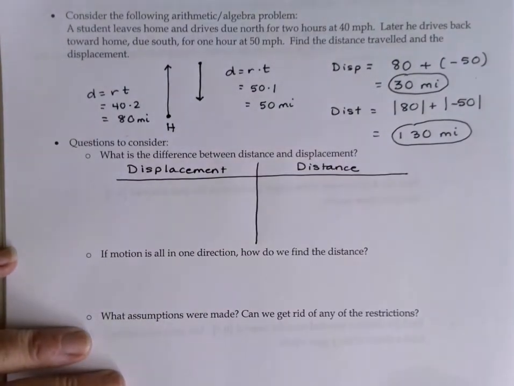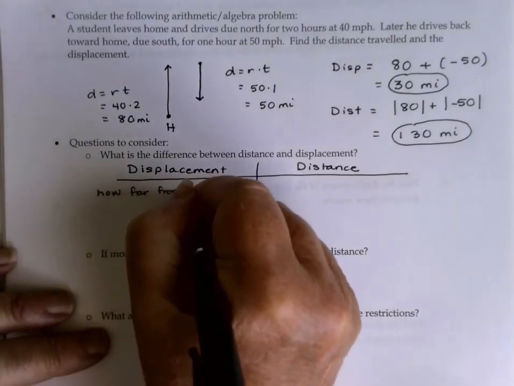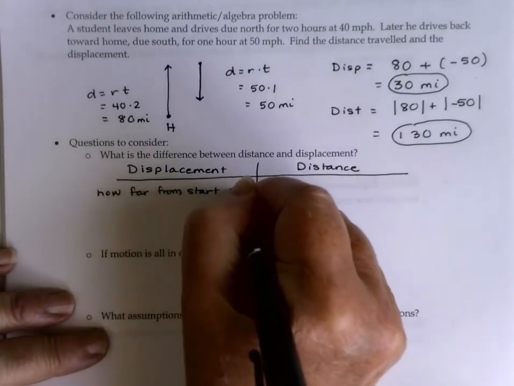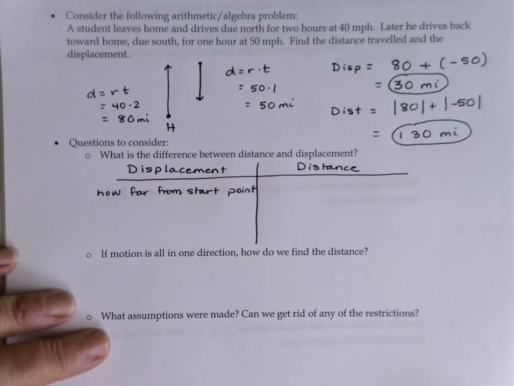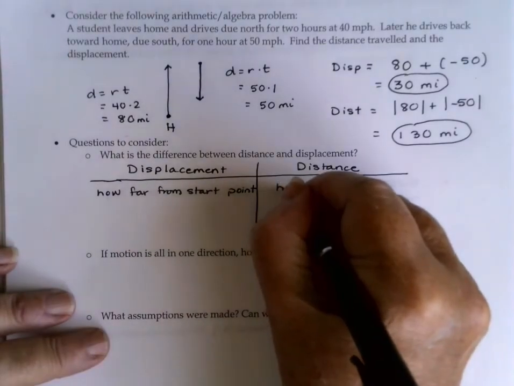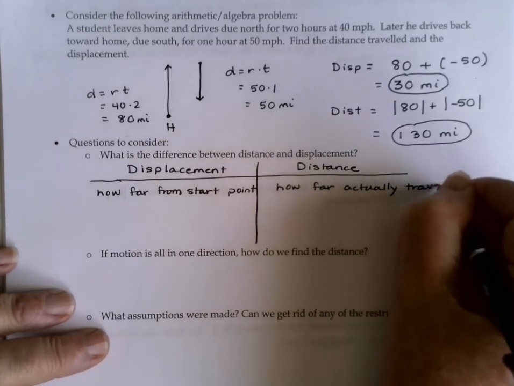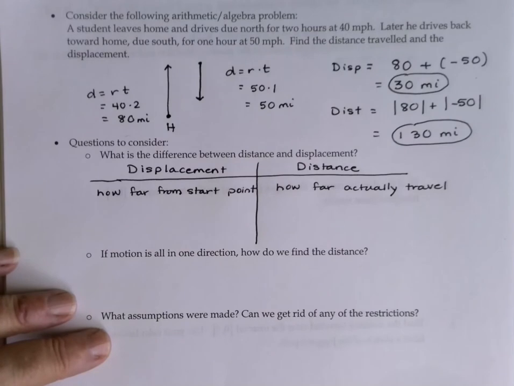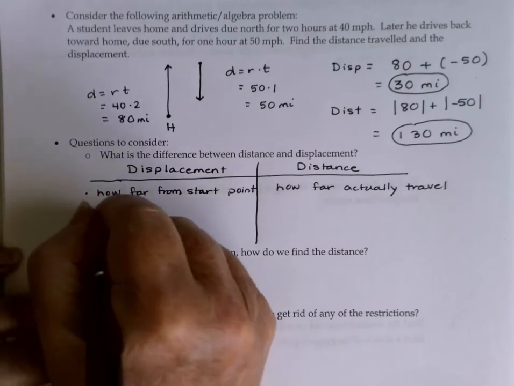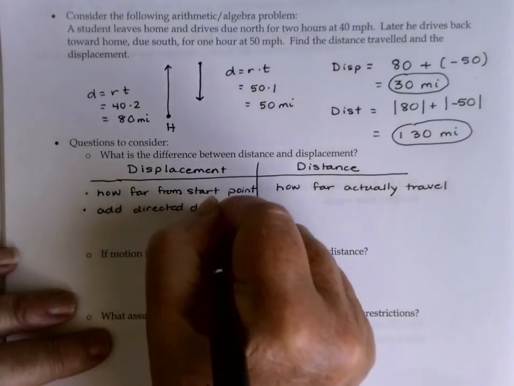Okay. Just in words, as we said, displacement is essentially how far away from the starting point that you end up. So I'm just going to abbreviate that as how far from the starting point. Distance, on the other hand, is the actual number of distance units traveled, or how far we actually travel. For the displacement, we said we add the directed distances, so that it would include the negatives.